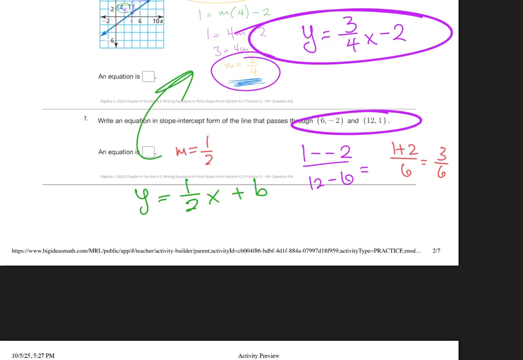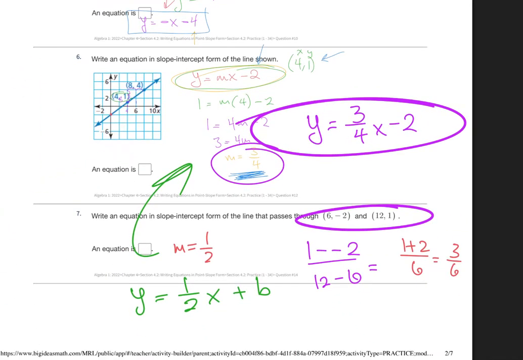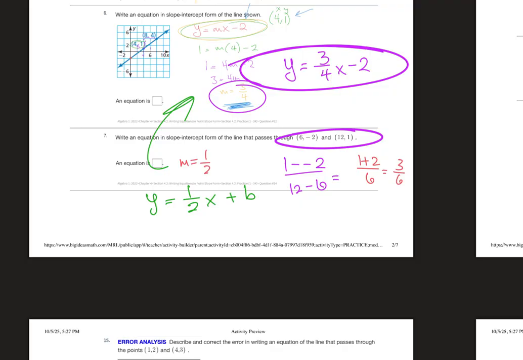How is that like what we just did? Well, up here, I said, hey, what if we had y equals mx minus 2? So if you're a little confused, this was the unknown we were solving for here. This is the unknown we're solving for here, okay? So let's do that. Which point should we use? The answer is either one of them.